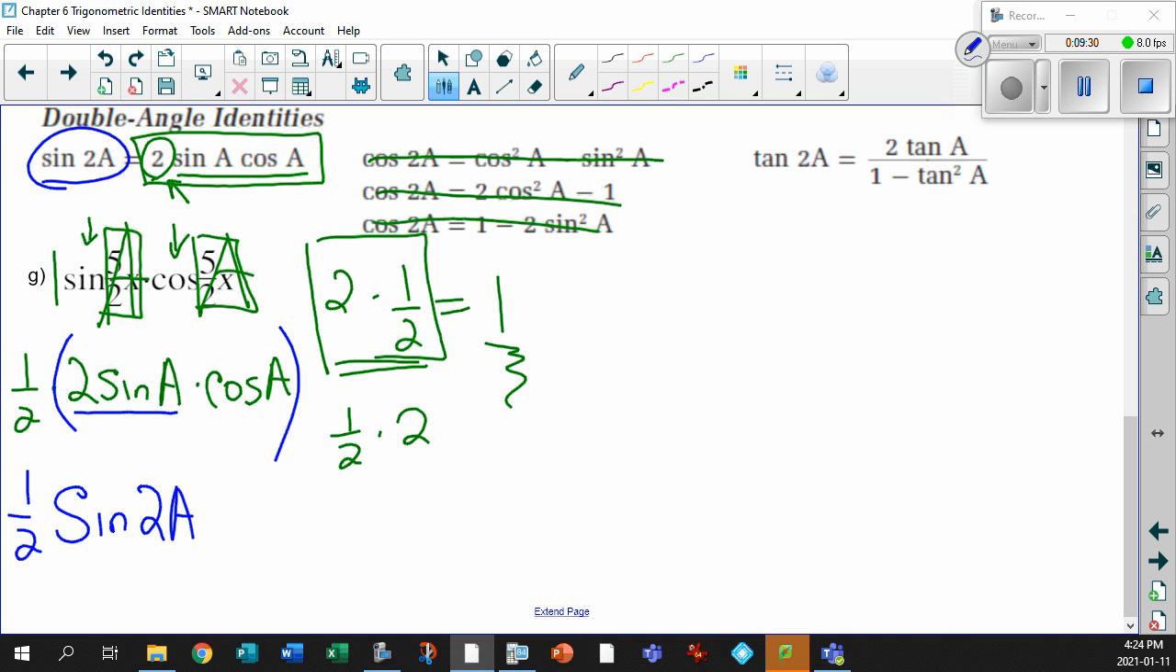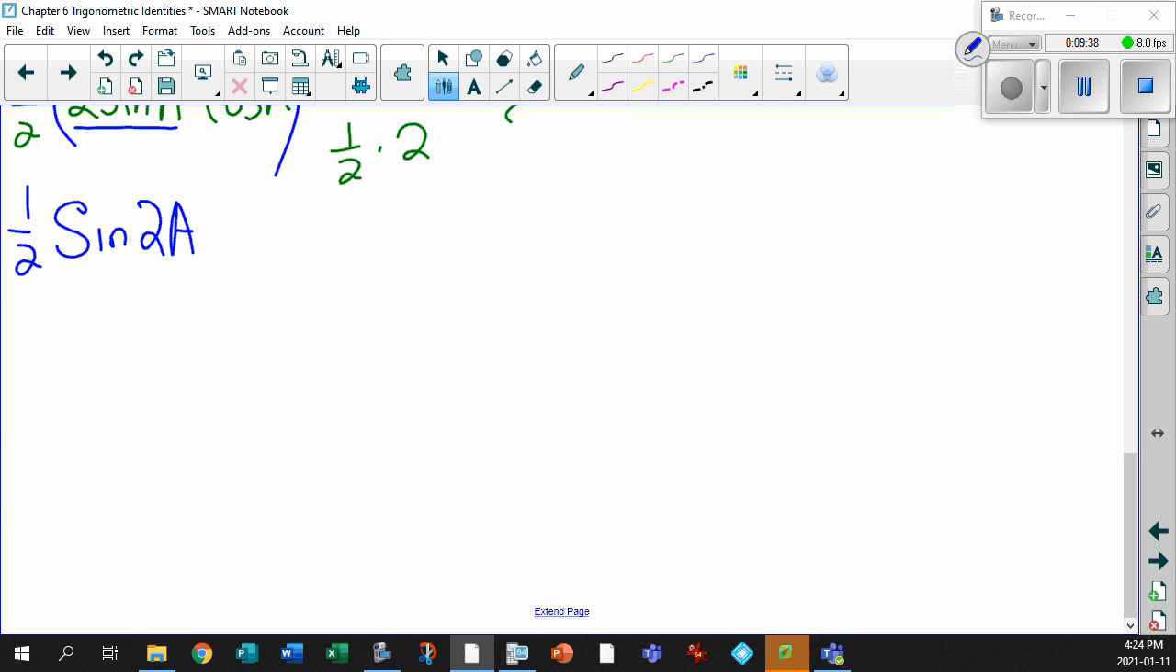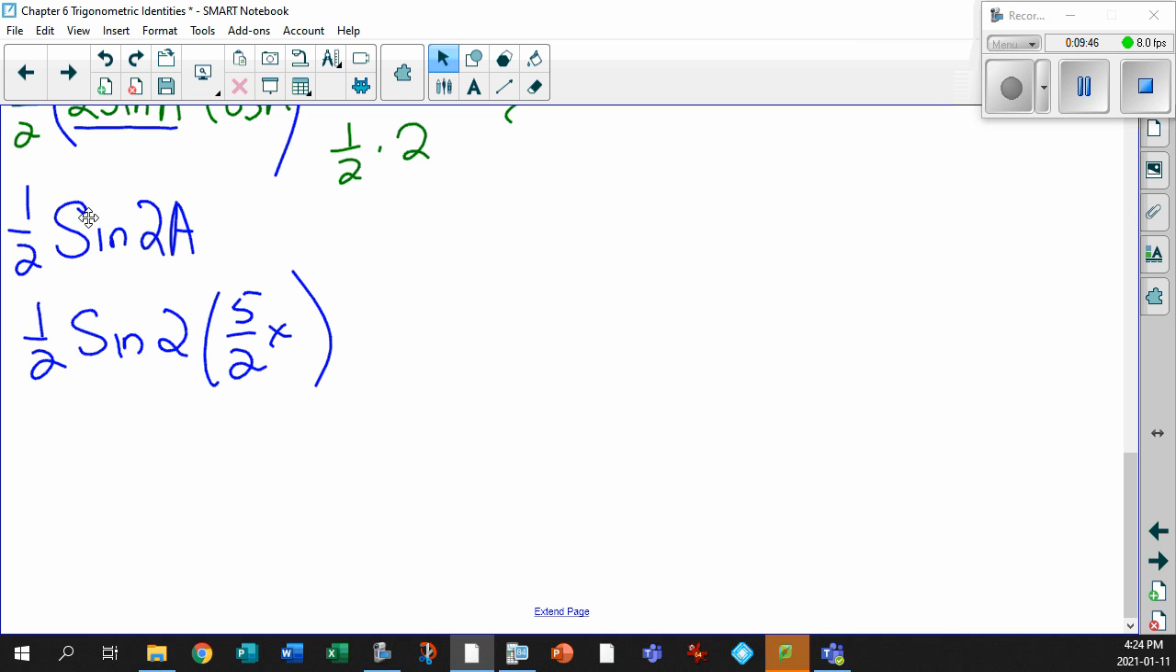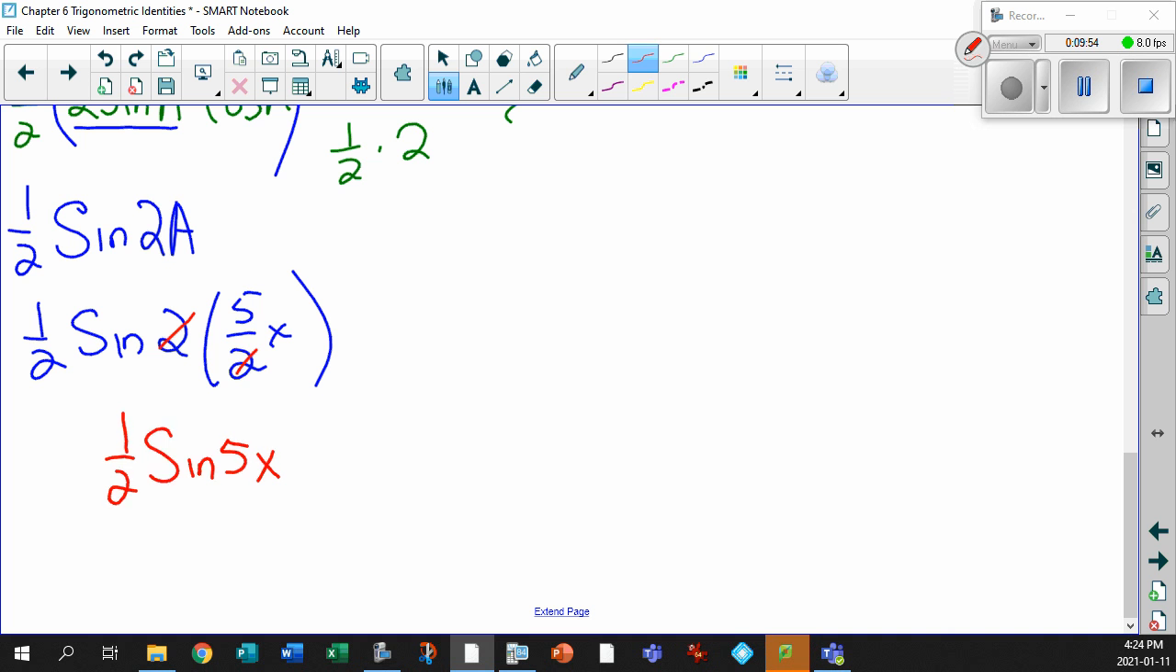Well, what was A? Wait a second. Let me erase this. Let's see what A was. Oh, A was 5/2 x. Okay, let's keep on going. A was 5/2 x. Sine 2 times 5/2 x. Oh, how beautiful. Look at this. This is going to freak you out. The 2's cancel, leaving 1/2 sine 5x. Done.